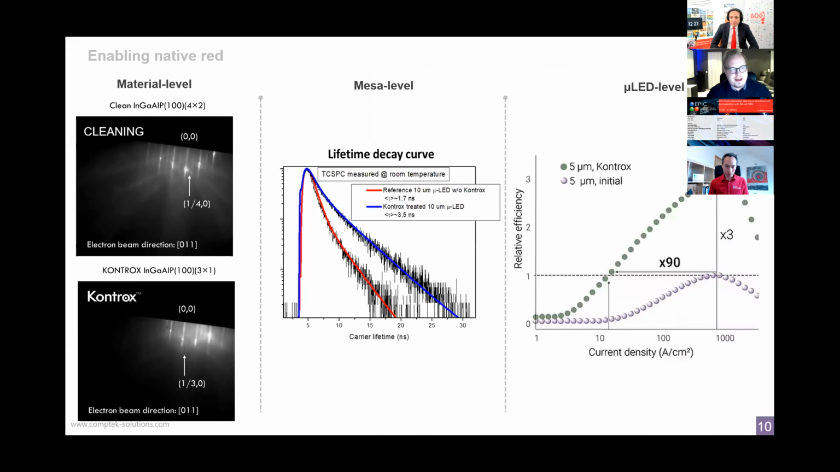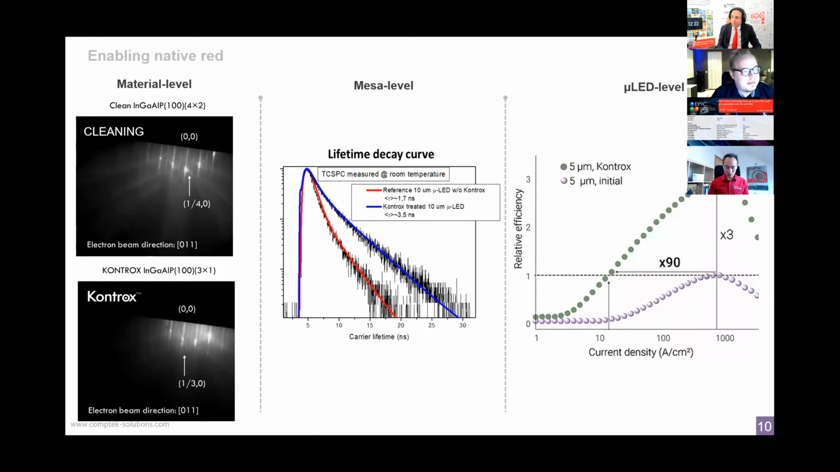So some results. The native red color is very challenging to do efficiently in very small sizes. That is because of the high surface recombination rate of the indium gallium aluminum phosphide material, mainly because of aluminum, which easily generates these kinds of highly defective layers. And here we demonstrate, at material level, that we can clean this material. We can get a very nice electron diffraction pattern showing a clean surface, and doing our process on top of that, we basically change the symmetry of the surface and create a crystalline oxide.